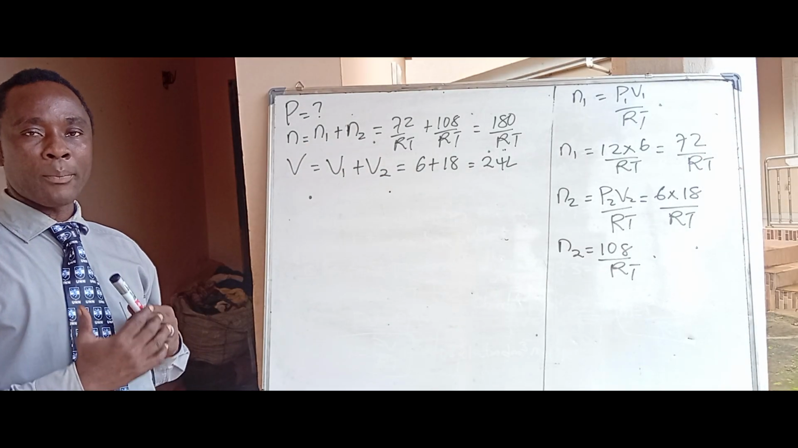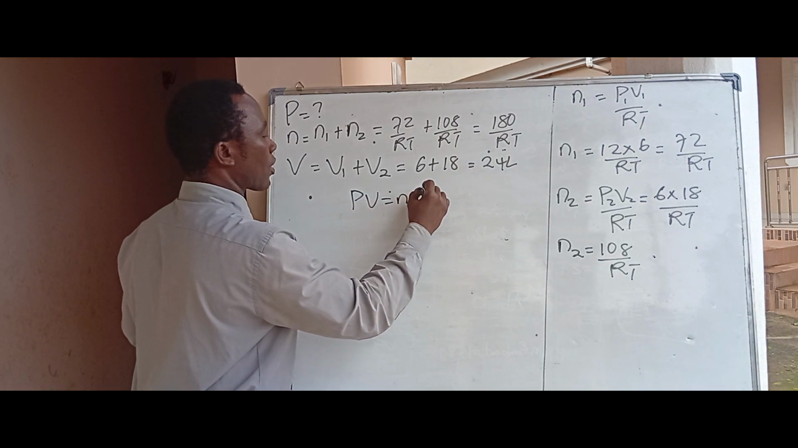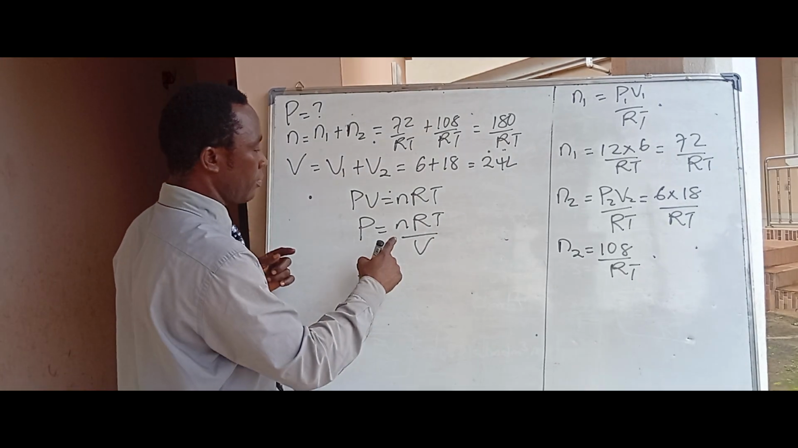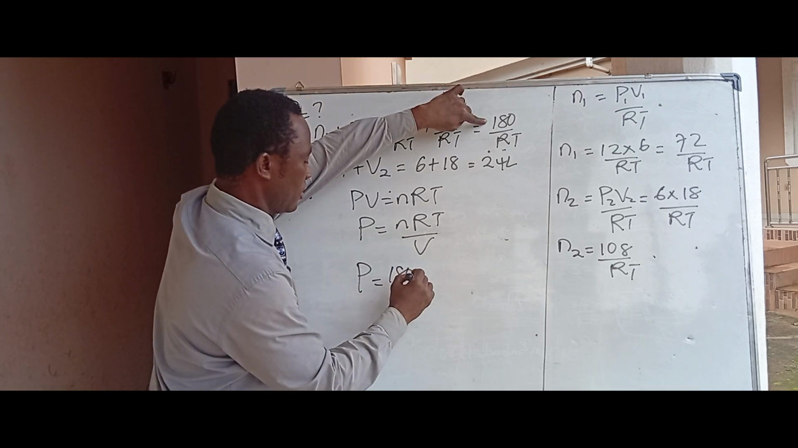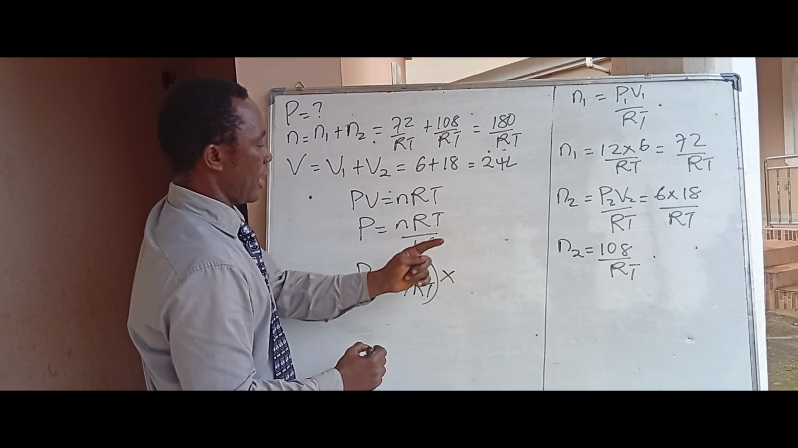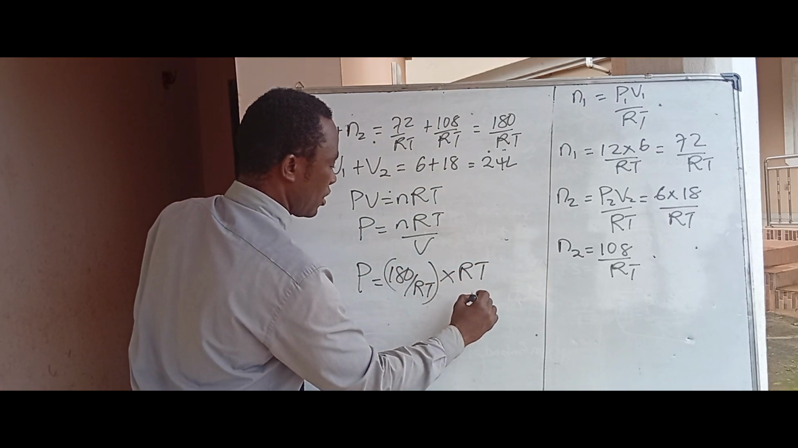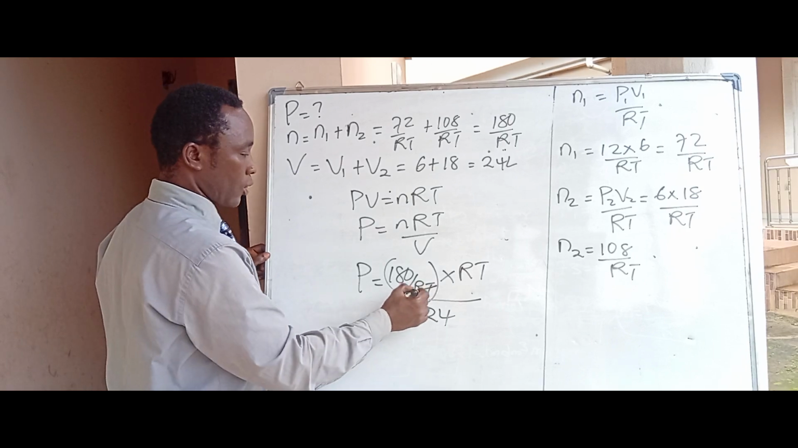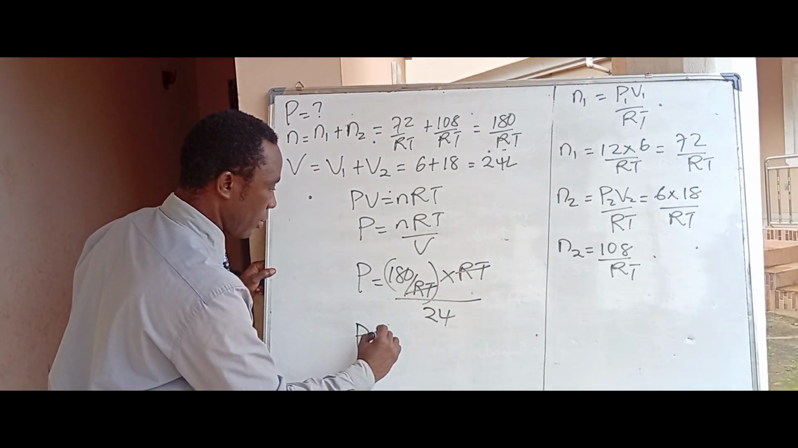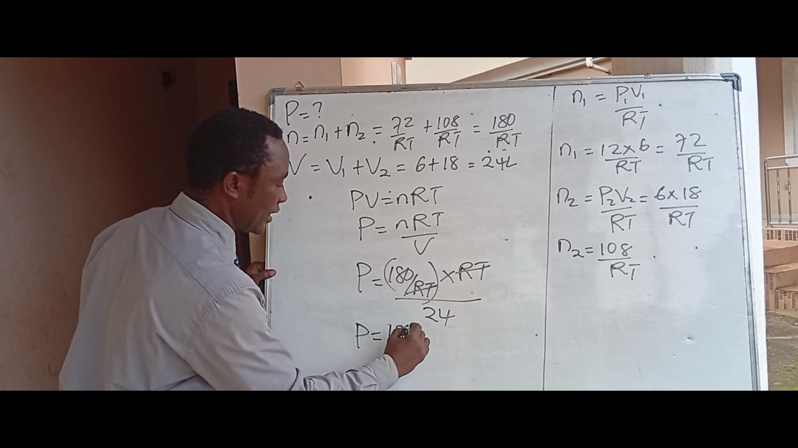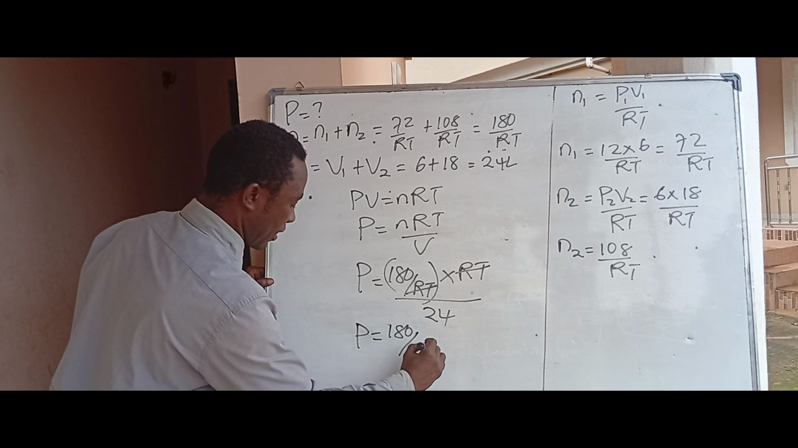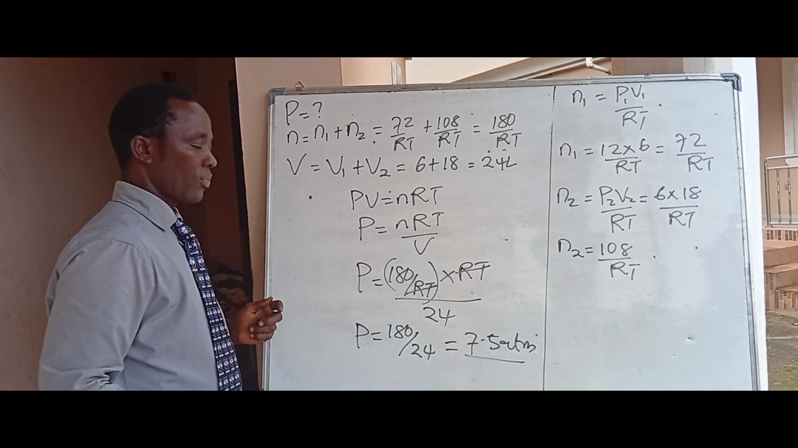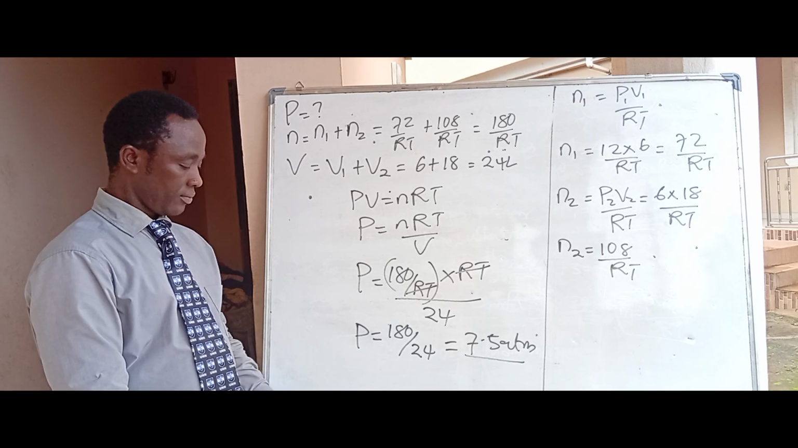Then how do I get my pressure after equilibration? Use PV = nRT, so the pressure becomes nRT over V. The pressure of equilibration P becomes the number of moles, 180 over RT, multiplied by the molar gas constant and temperature, RT, everything divided by the volume of equilibration, which is 24. The RT will cancel RT, so P becomes exactly 180 divided by 24, which is about 7.5 atm. So that is the question and the answer.